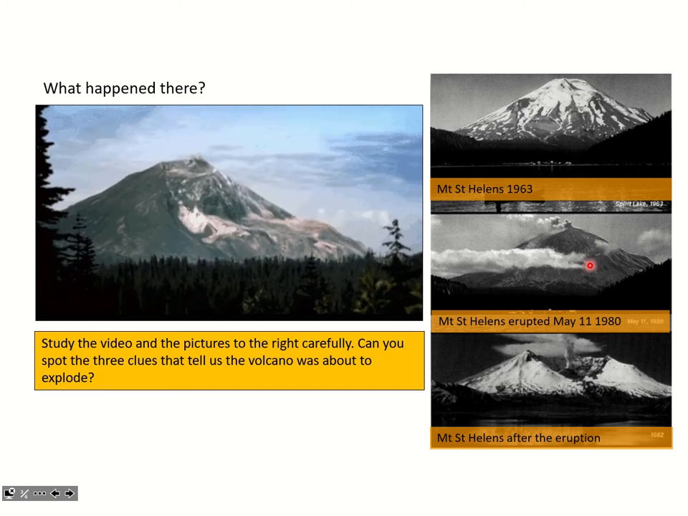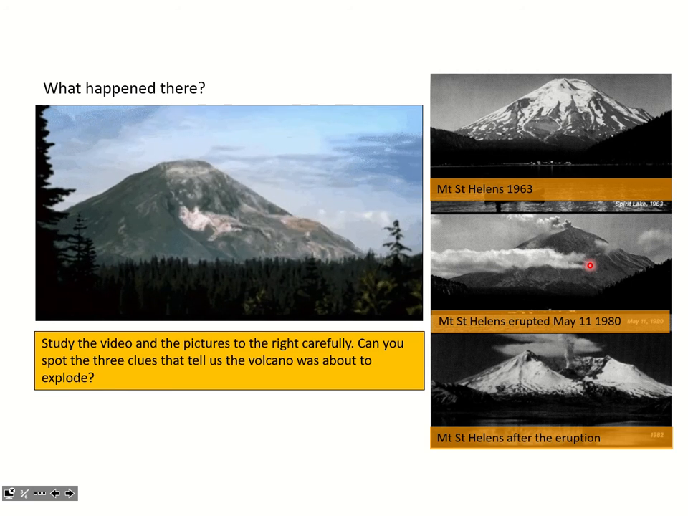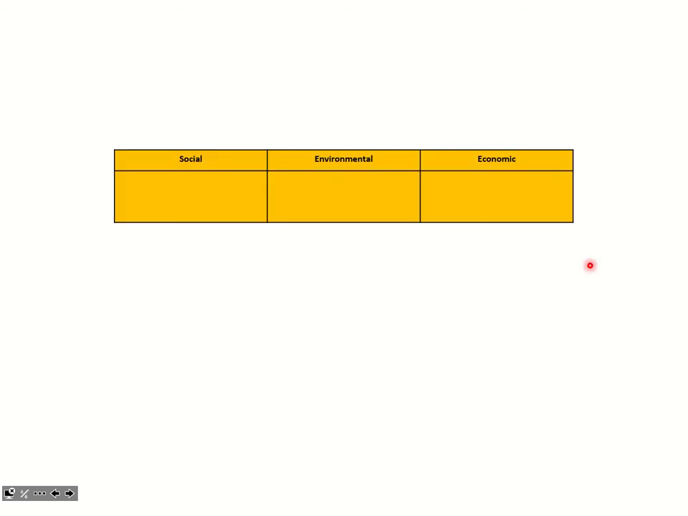Okay, so let's get into the real meat of the lesson and see what the impacts of this massive eruption were. You'll need to take your notes into a table. In geography, we always think about things in a social way, what things affected people. In an environmental way, what things affected the environment. And in an economic way, what things affected jobs, industry, and a country's ability to function. Social, environmental, and economic. Make sure you copy the table and then take your notes into the correct column of the table.